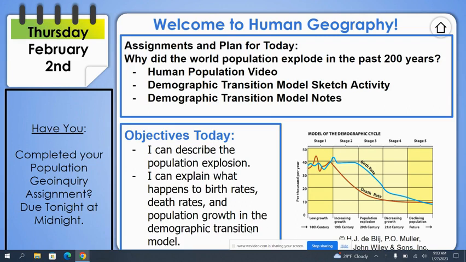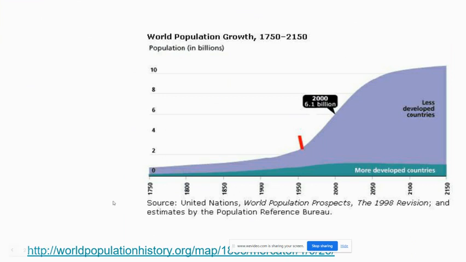So today we're going to talk about a little bit of a tricky concept: the demographic transition model. And so the big question today is, why did the world population explode in the past 200 years? By the end of class, we will be able to describe the population explosion and explain what happens to birth rates, death rates, and population growth during the demographic transition.